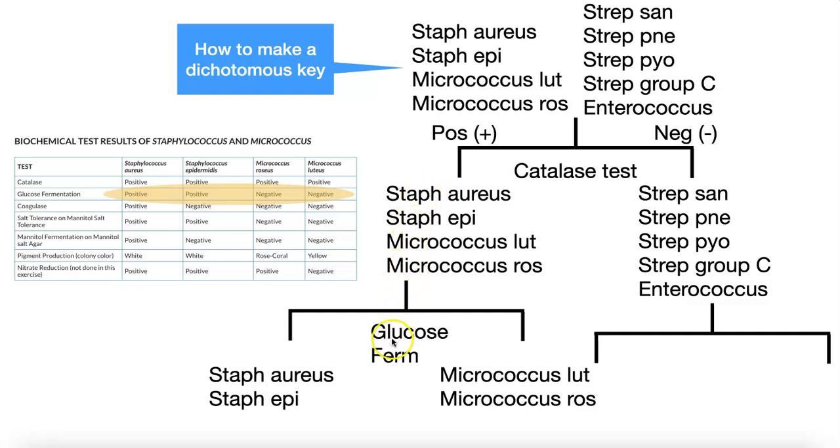If you do a glucose test and it's positive, you now know it's one of these 2, one of the 2 staph organisms. So Staph aureus is positive and Staph epidermidis is positive. So now you've narrowed it down to those 2. But if you did a glucose test and it's negative, there are only 2 that are negative, and that's Micrococcus luteus and Micrococcus roseus.